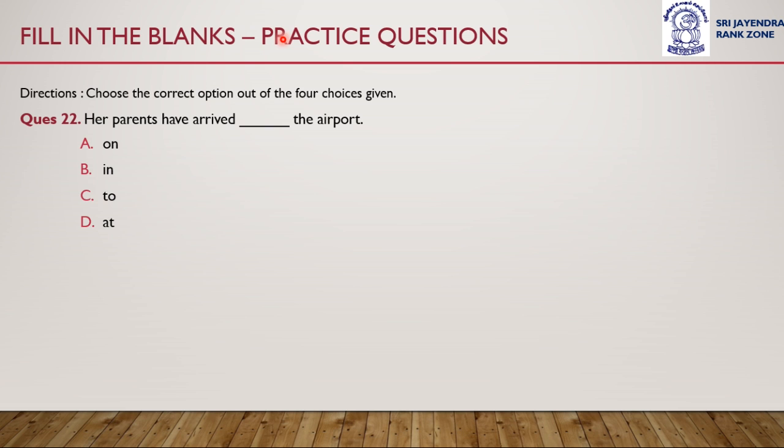So the answer will be, her parents have arrived at the airport. Option D, at, will be the correct option. Her parents have arrived at the airport. This sentence is grammatically correct as well as sounds smooth and correct. This is the correct answer. Let's move on to question number 23.